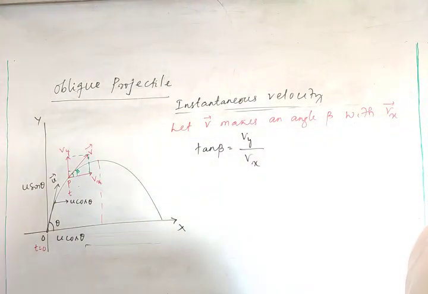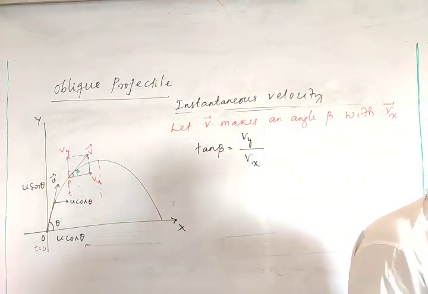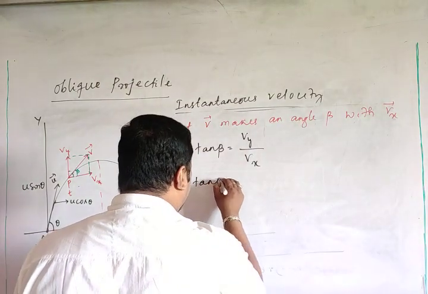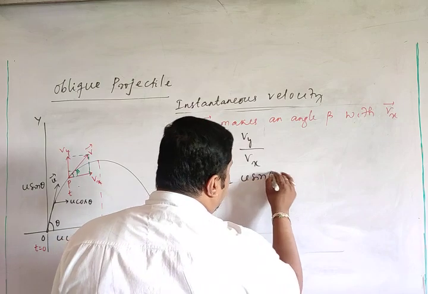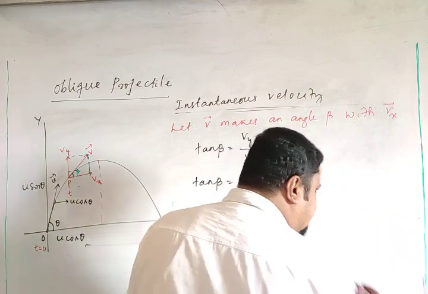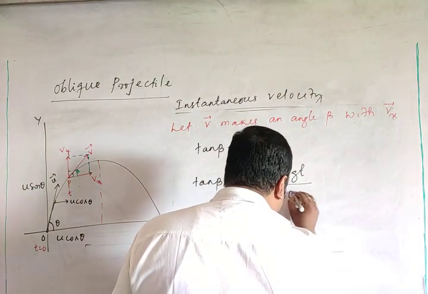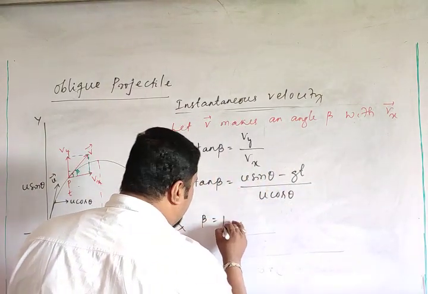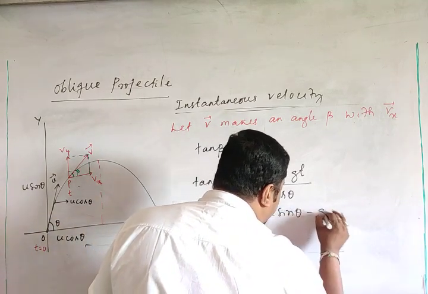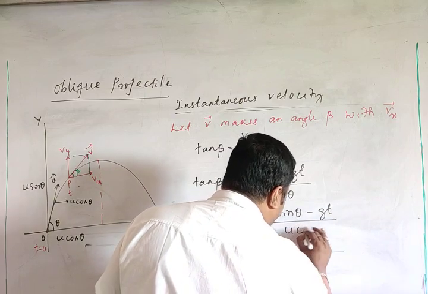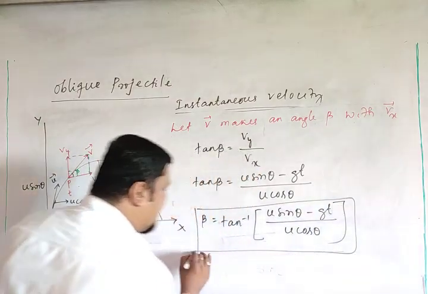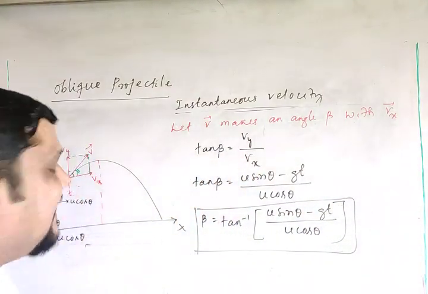vy is how much? u sin theta minus gt. So I can write tan beta is equal to u sin theta minus gt divided by vx. vx is equal to what? That is your u cos theta. So this means beta is equal to tan inverse of u sin theta minus gt divided by u cos theta, isn't it? So this is the expression for the direction of the velocity at an instant.